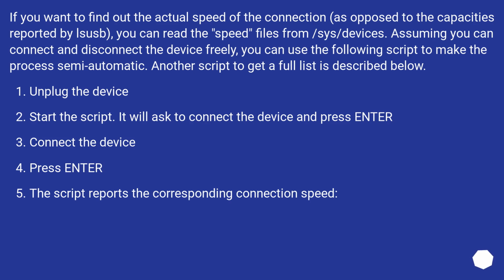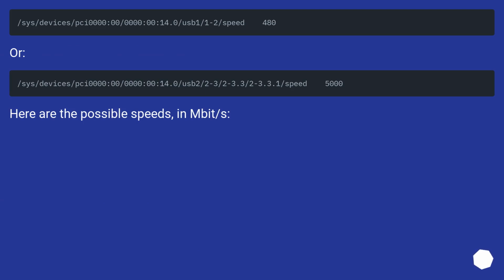Another script to get a full list is described below. Unplug the device. Start the script. It will ask to connect the device and press enter. Connect the device. Press enter. The script reports the corresponding connection speed. Or, here are the possible speeds in Mbit/s.